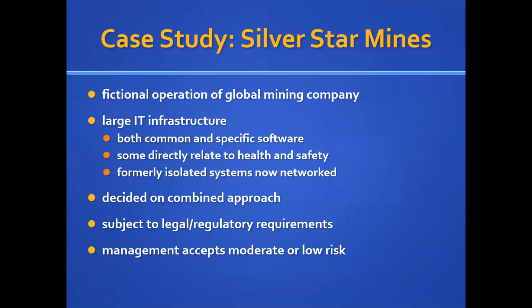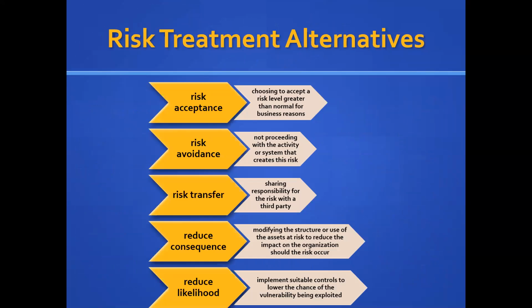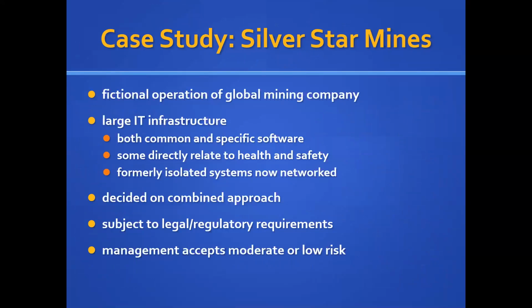So here we have the example of the case study Silver Star Mines. And so what do you do? Let's say you're doing Silver Star Mines, but it's going to be whatever company you want to do. Obviously, if you do a healthcare one, think of the implications of healthcare law. If it's a publicly traded company, think of the implications of that, all kinds of things. With Silver Star Mines, you have a fictional operation of a global mining company. So it's a global company, it's kind of industrial. They're probably governed by things related to the environment.